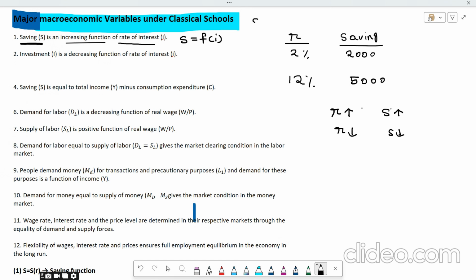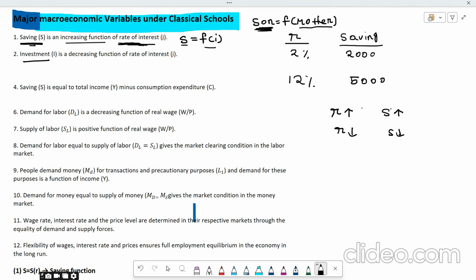Function basically means that son is a function of mother. Whatever action mother takes will affect the son. So I can write son is a function of mother, because the mother's action will affect and impact the son. Similarly, saving is affected by the rate of interest. A change in the rate of interest will impact saving. So I can write saving is a function of the interest rate.